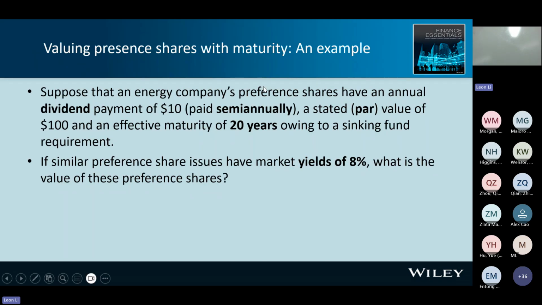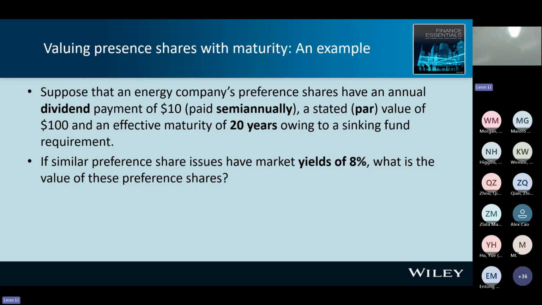So let me give you an example. So suppose that an energy company preference share has an annual dividend payment of $10, paid semi-annually. So you have to adjust the data, okay, according to payment frequency. A par value of $100 and the effective maturity of 20 years, right? Owing to a sinking fund requirement. If the similar preference share issue has a market yield of 8%, what is the value of the preference share?